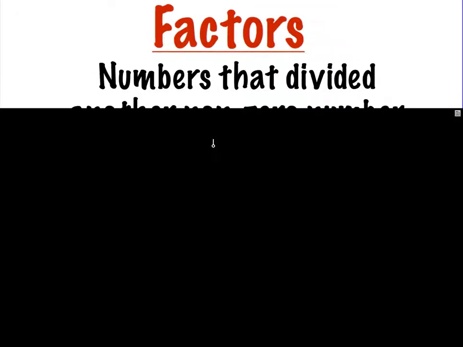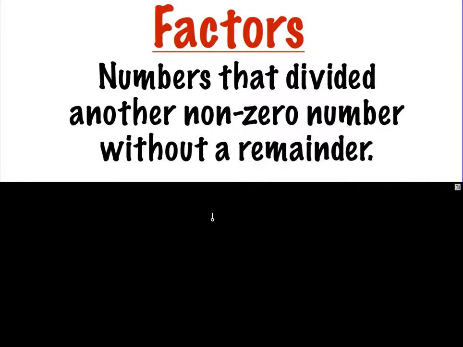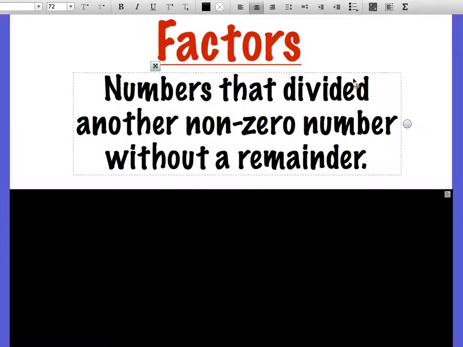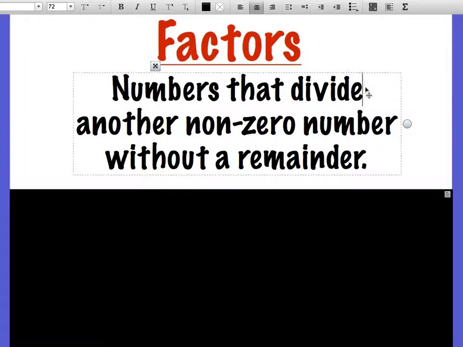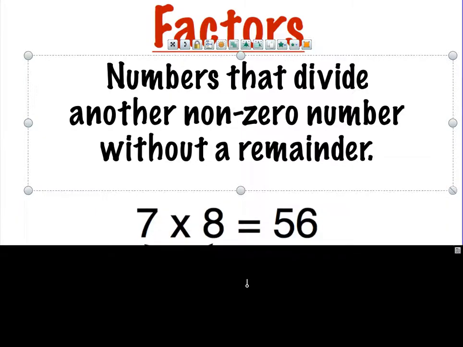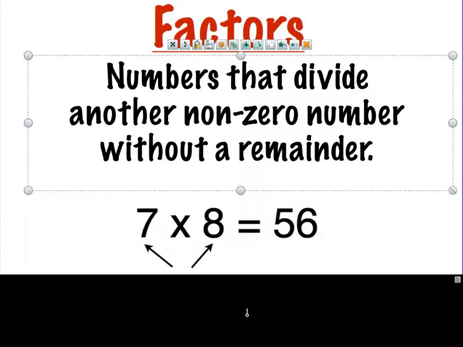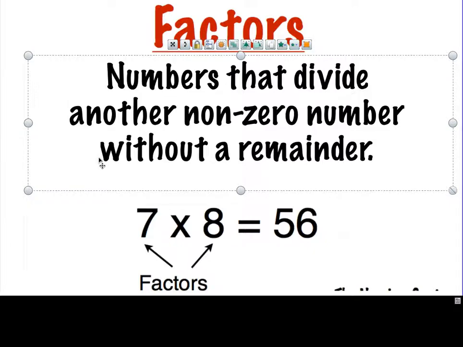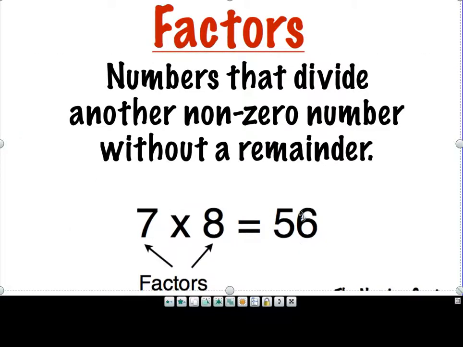So factors are numbers that divide another non-zero number without a remainder. So divide, not divided, that divide another non-zero number without a remainder. So for example, 7 times 8 equaling 56. So 7 and 8 are both factors of 56.